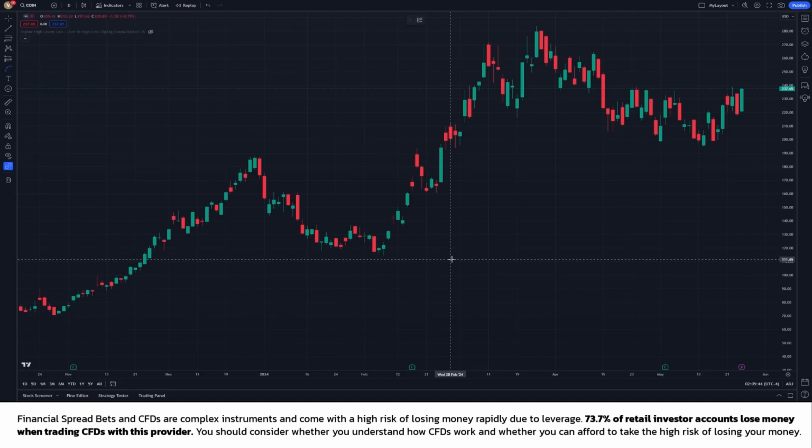Let's break down the components. First, the cup. It appears as a rounded bottom on the chart, which should ideally be a U shape rather than a V, indicating a gradual and stable recovery from a previous downtrend. For an accurate representation, the cup should have a smooth transition with equal highs on both sides before the decline and recovery. Depth of the cup is also crucial. It usually retraces about 1/3 of the previous move, but this can vary.